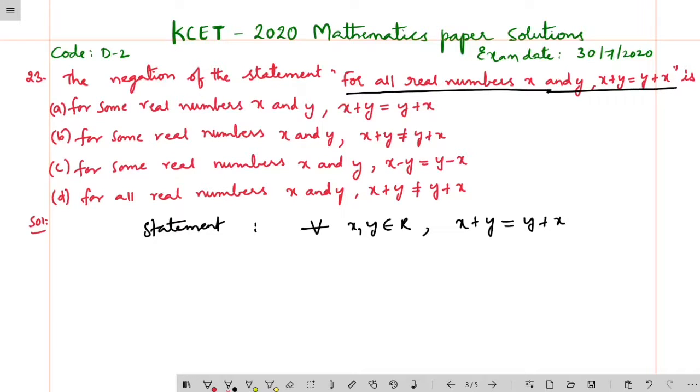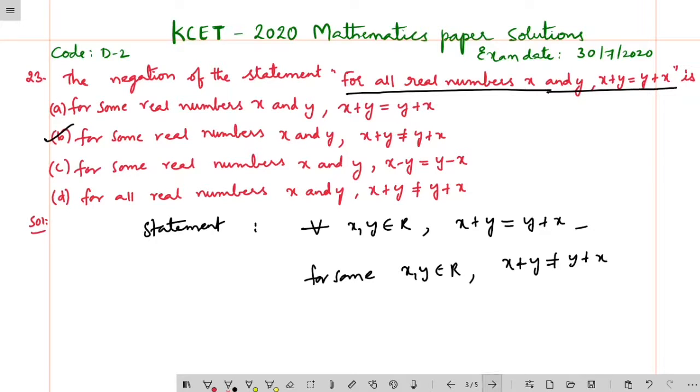For this negation, instead of for every x comma y belongs to R, the negation can be for some x comma y real numbers, and the negation of the equality is x plus y not equal to y plus x. So this is the same as: for some x comma y belongs to R, x plus y not equal to y plus x is the negation of the given statement. The given statement was for every real number, x plus y is equal to y plus x, right? So we can go with the second option.